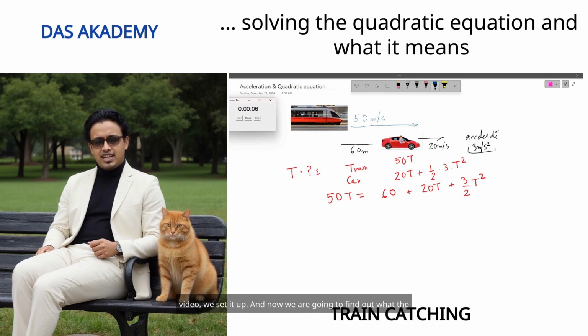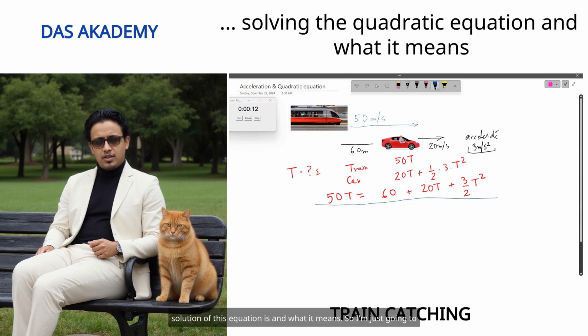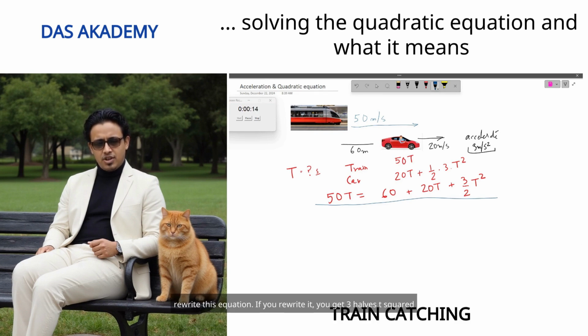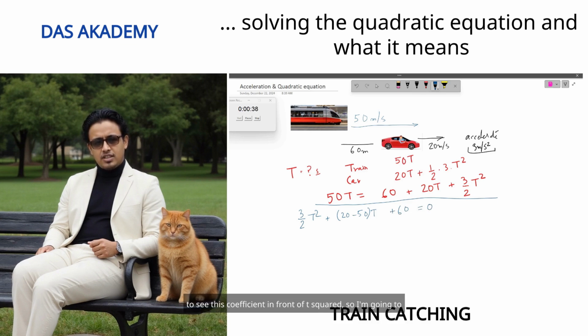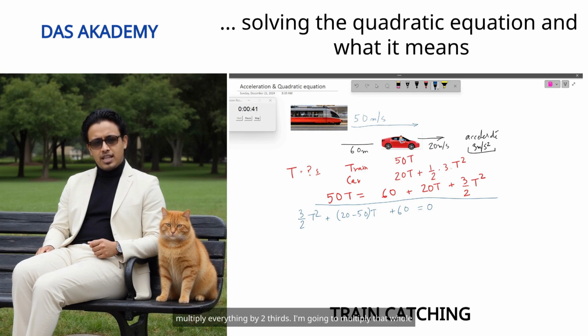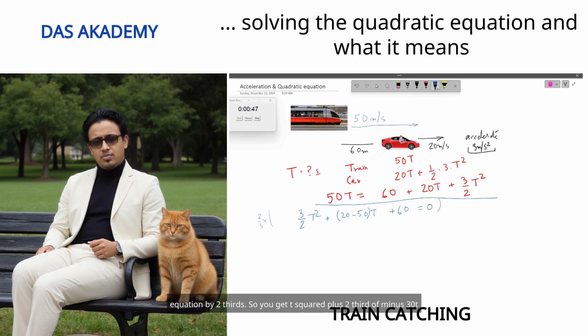In the previous video, we set it up, and now we are going to find out what the solution of this equation is and what it means. So I'm just going to rewrite this equation. If you rewrite it, you get 3/2 t squared plus 20 minus 50t plus 60 equals 0. Now, as you know, I do not like to see this coefficient in front of t squared, so I'm going to multiply that whole equation by 2/3.